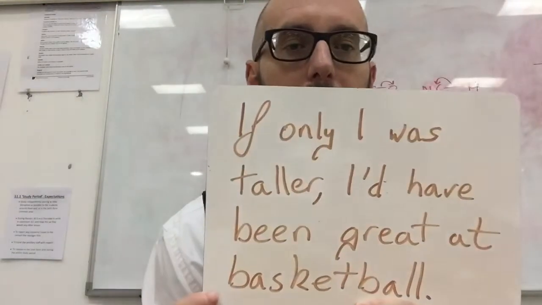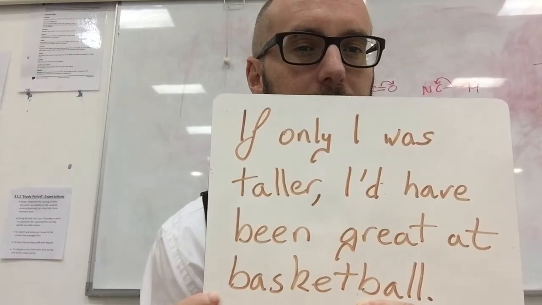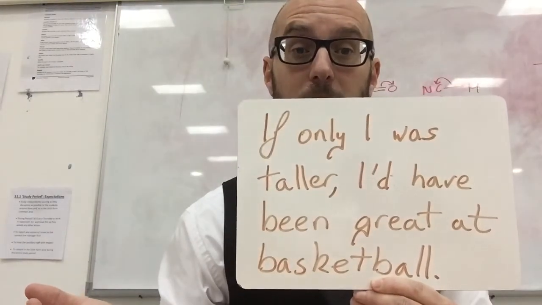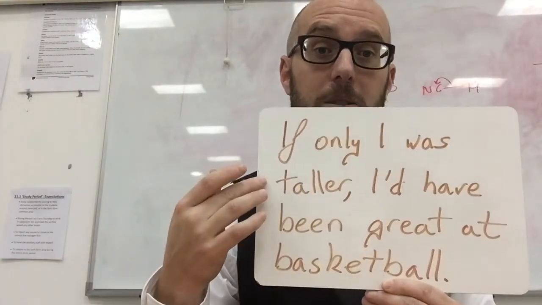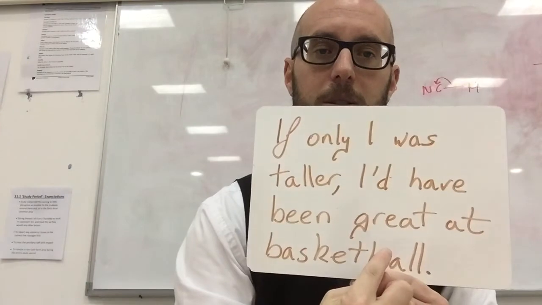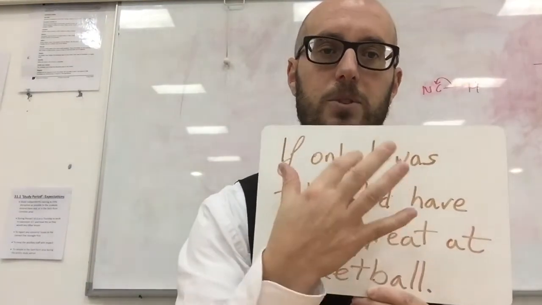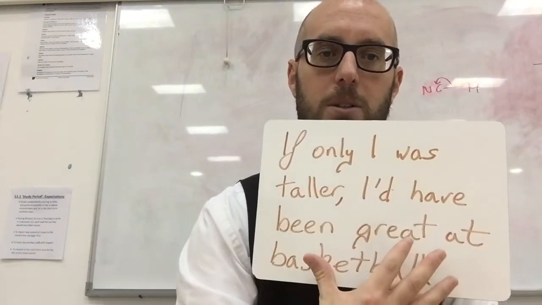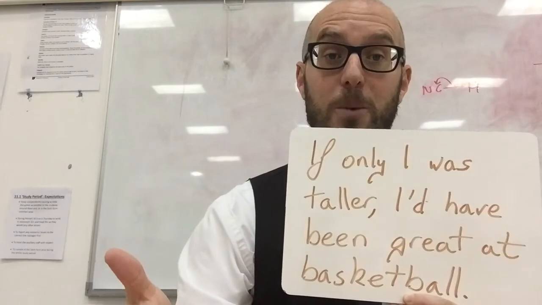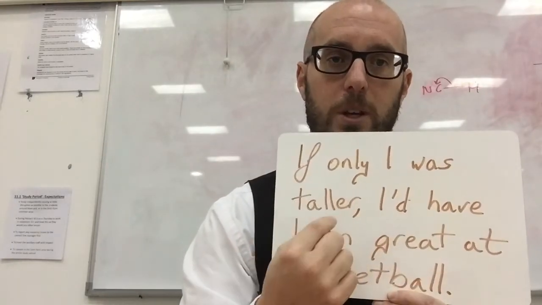So, one part doesn't make sense on its own. Which bit? Yes, if only I was taller. That's the bit that doesn't make sense on its own. That's a subordinate clause. So you use the comma to join it to a main clause. Okay, I'd have been great at basketball. Subordinate clause, main clause, comma. Okay, now that's a complex sentence. Join a subordinate clause to a main clause with a comma.